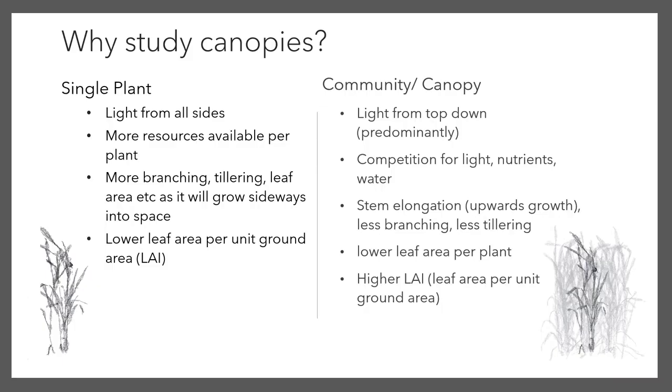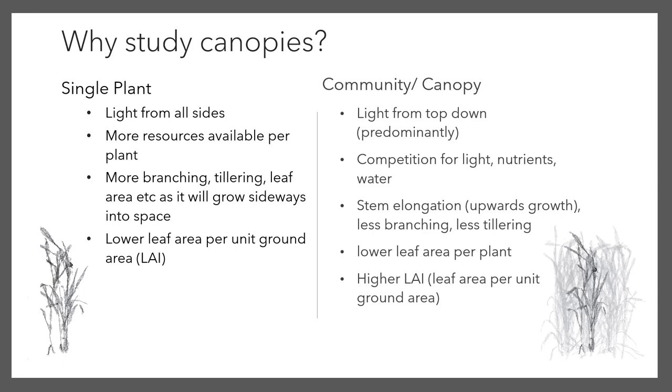So why study canopies? If you think of a single plant, you'll get light from all sides, and more resources are available per plant, and there'll be more branching and tillering as it grows sideways out into the space. So overall, you'll have a lower leaf area per unit ground area, but more per unit plant.